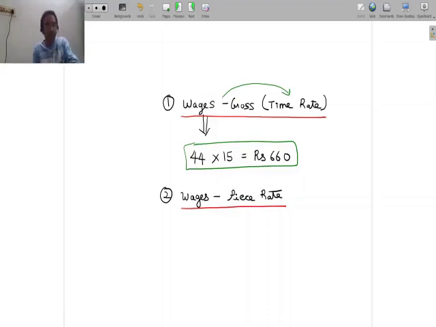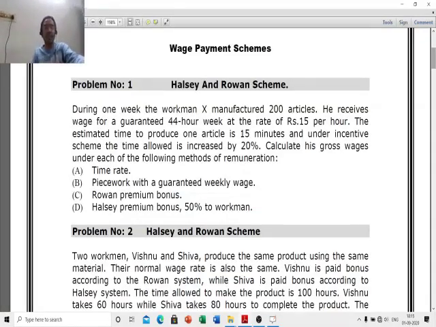Now let's go back to the question here. You can see that you are not given the rate for every unit of output. You are told how many units the workman manufactures. He manufactures 200 articles. That's told to us in the first line of the question itself. But you are not told the rate for every piece which is manufactured.